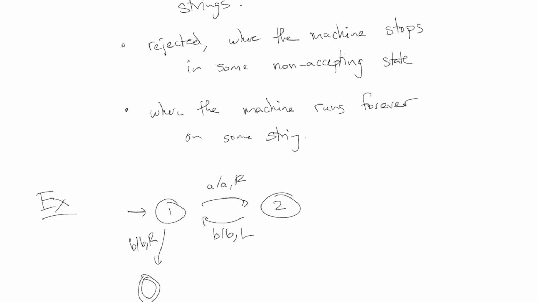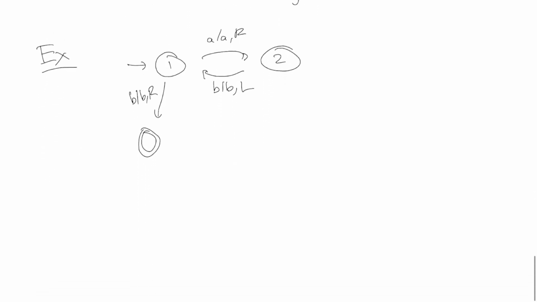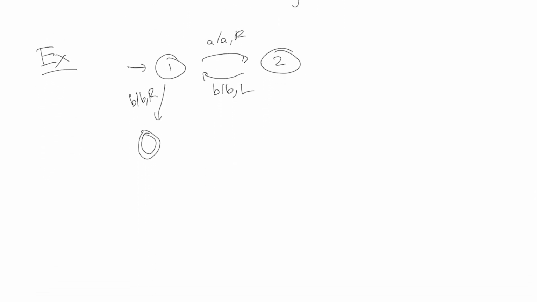Let's make this Turing machine. All right. So this Turing machine has some weird behavior, but it's still actually possible to say: what is the language of this machine?